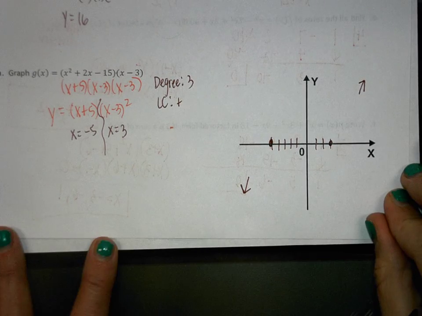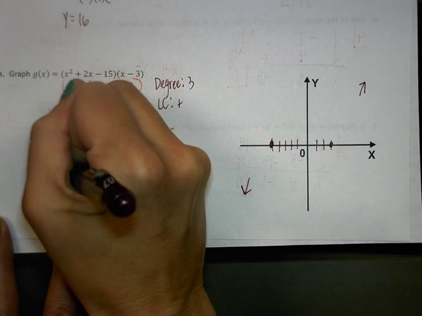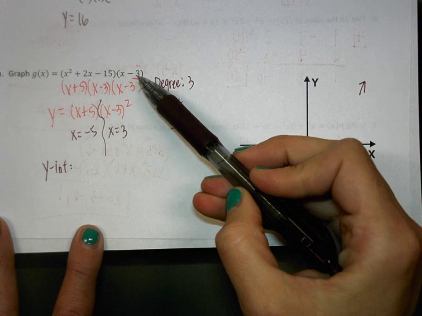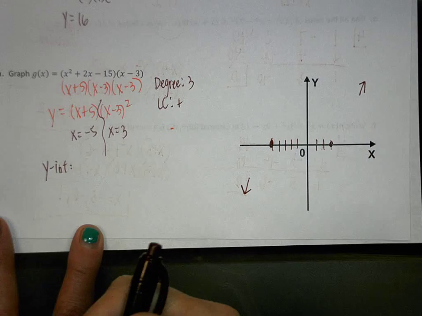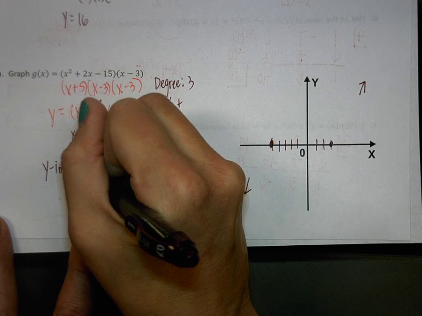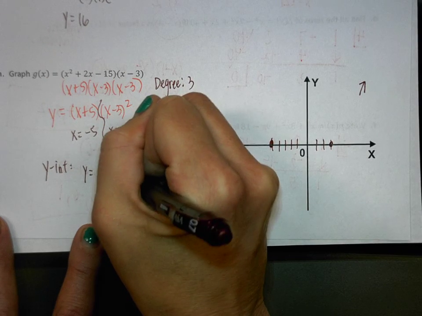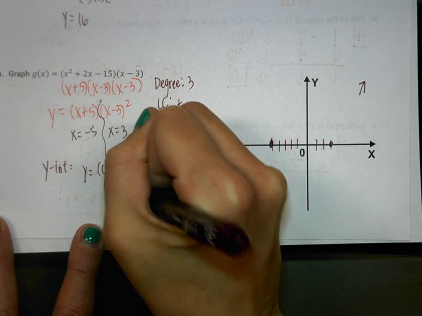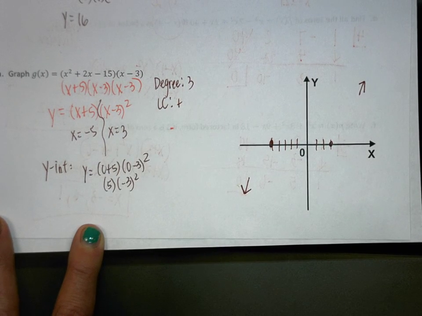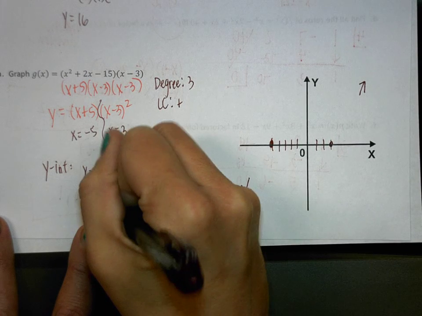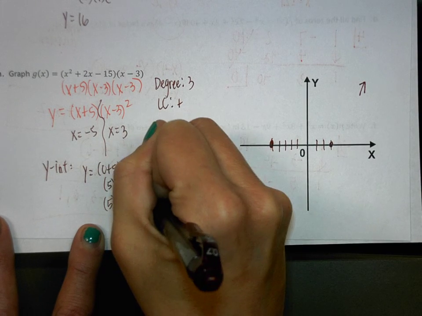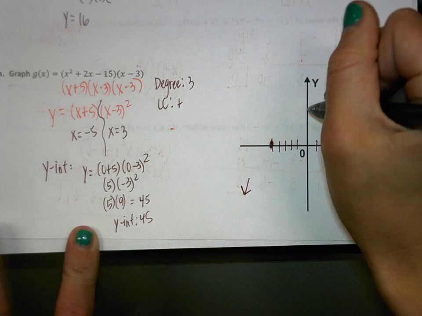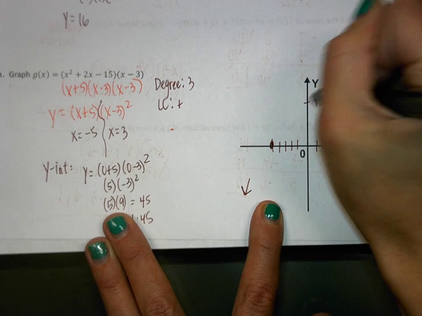And so we write y-intercept. You can go to whichever form you want to. I think it's easier to do y-intercepts when they're in factored form. So we have y equals 0 plus 5, and then 0 minus 3 squared. So we get 5 and negative 3 squared, and we get 5 times positive 9, which makes 45. So my y-intercept is at 45. We just make a mark up here at 45 and make a point.